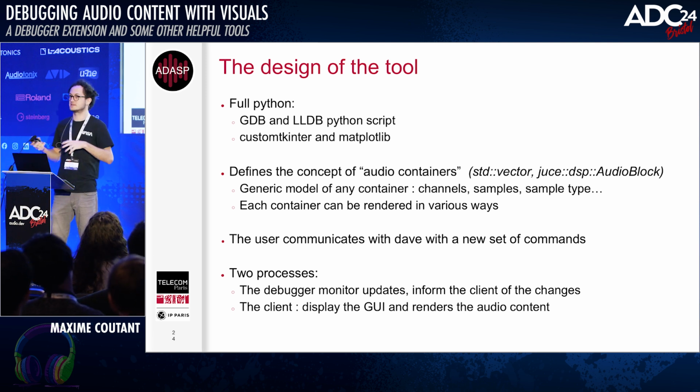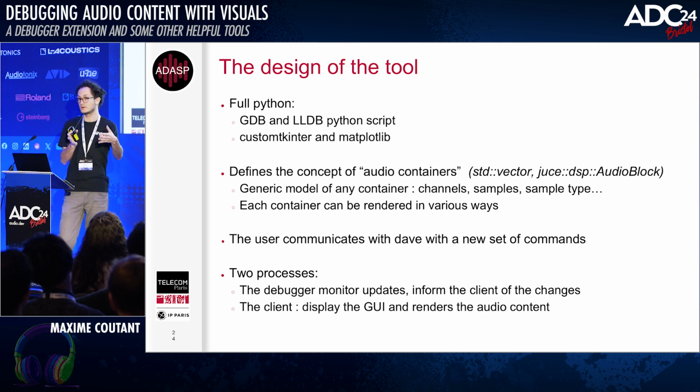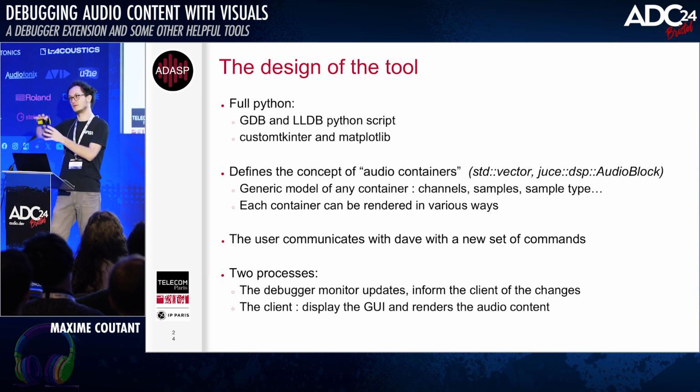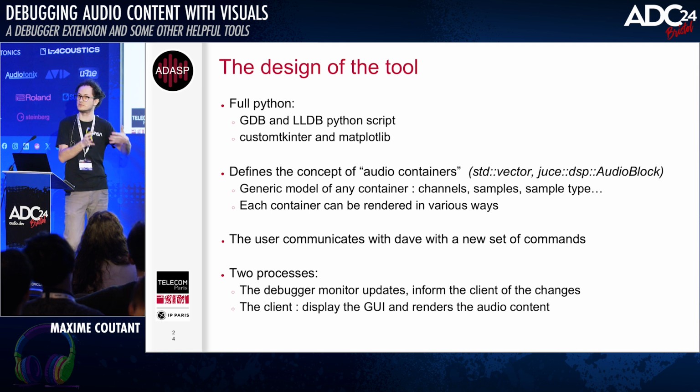And it should have two processes, or maybe more: a little Python scripting running on the debugger process itself, and then all the things that we want to do run on another process, the GUI process. That way we try to interfere as little as possible with the debugger.